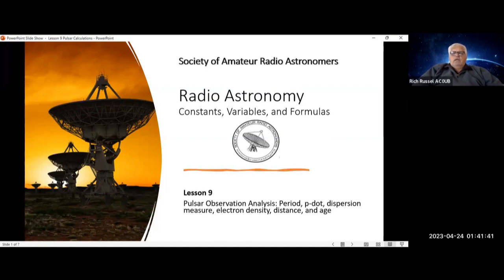Lesson 9. We'll go over the Pulsar Observation Analysis, determine the period, P dot, dispersion measure, electron density, distance, and age of selected pulsars.